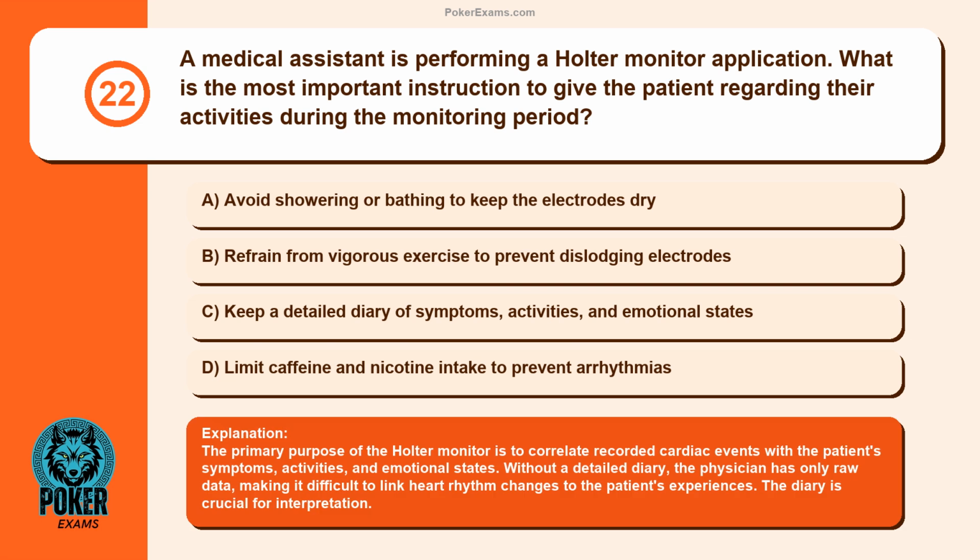The primary purpose of the Holter monitor is to correlate recorded cardiac events with the patient's symptoms, activities, and emotional states. Without a detailed diary, the physician has only raw data, making it difficult to link heart rhythm changes to the patient's experiences. The diary is crucial for interpretation.